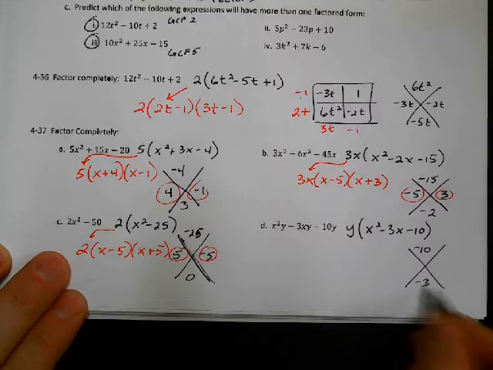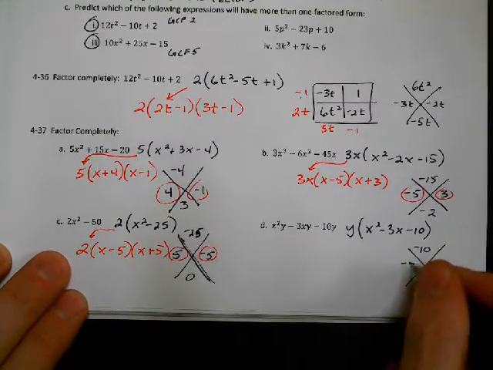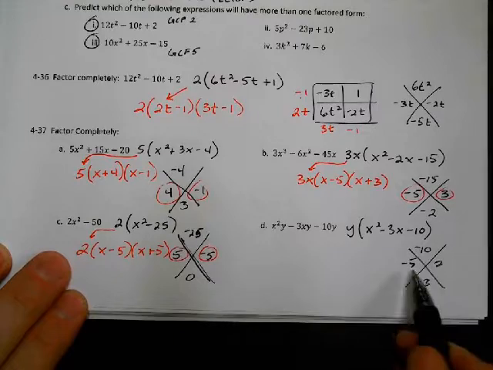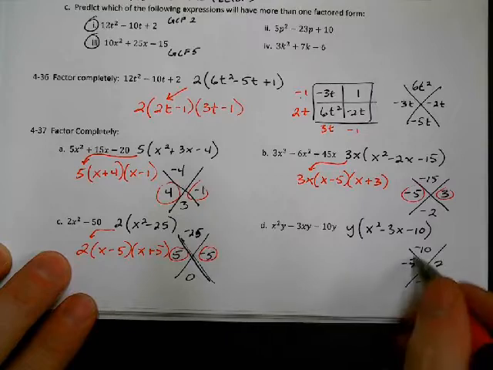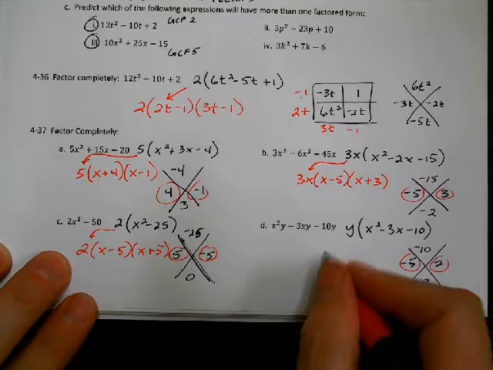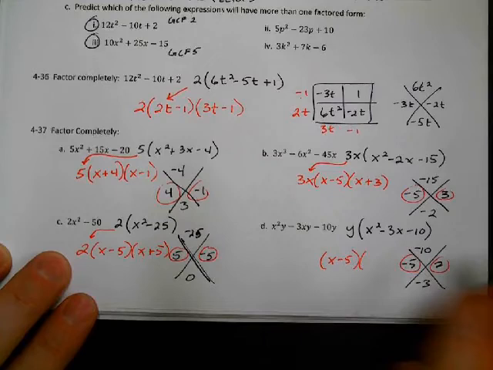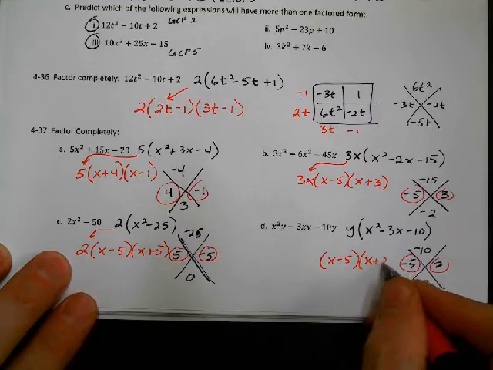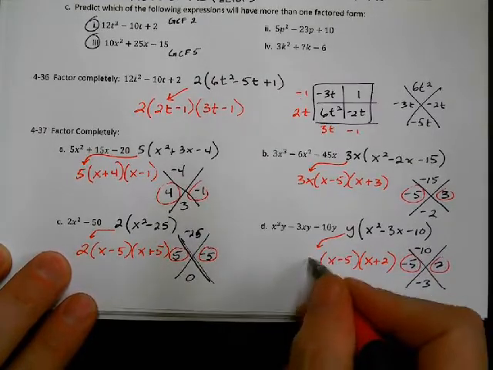Negative 5 and 2. So negative 5 times 2 is negative 10. Negative 5 plus 2 is negative 3. So now, using these two numbers, I can set up my two factors, x minus 5 and x plus 2. But don't forget, we still had the y out there. If we don't put the y here, we can't get back to where we started.